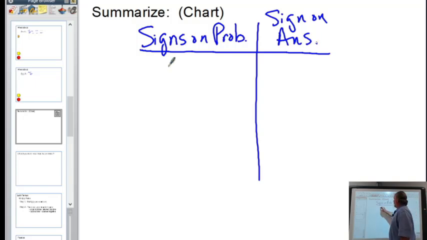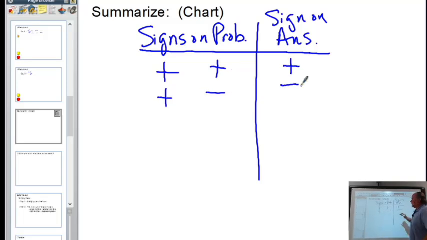Okay, so in multiplication, if I've got a positive times a positive, I'm going to get a positive as an answer. If I'm going to have a positive times a negative, I'm going to get a negative as an answer. If I'm going to have a negative times a positive, I'm also going to get a negative as an answer. And if I have a negative times a negative, I'm going to get a positive as an answer. Okay, so that's kind of the rule that we have with integers.